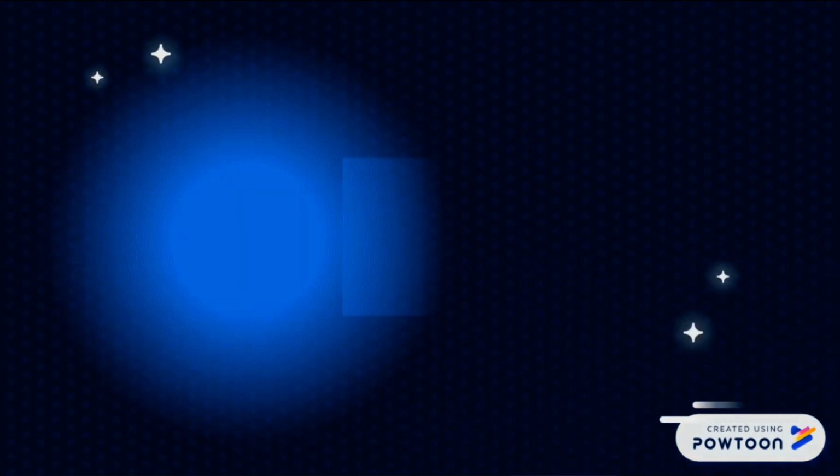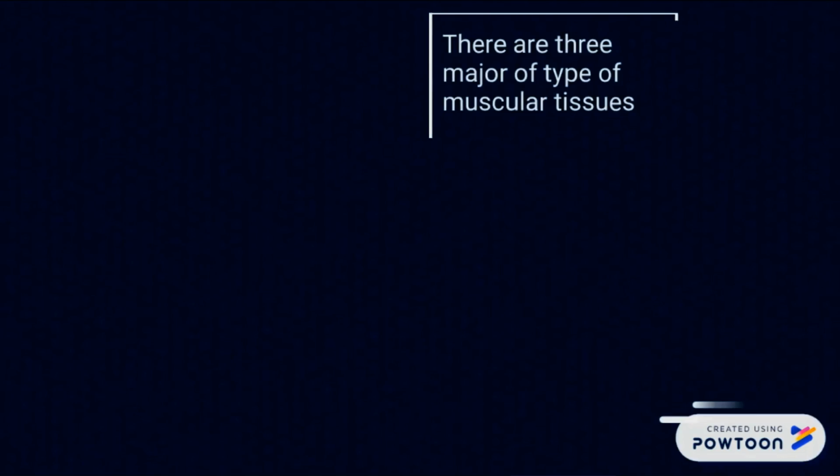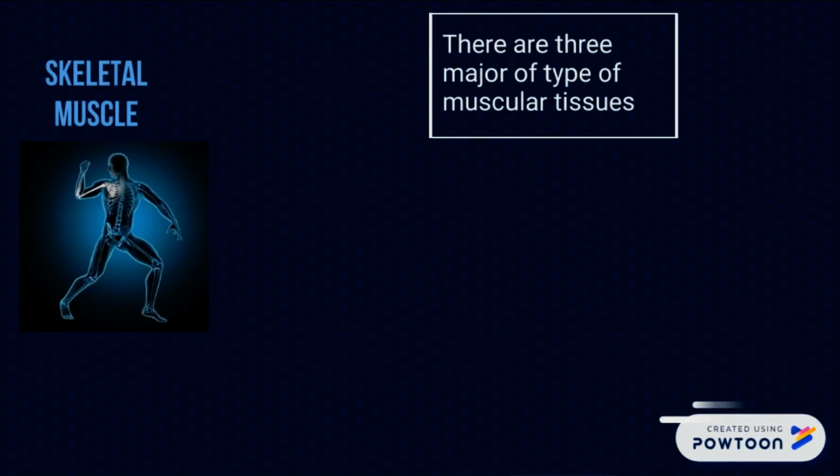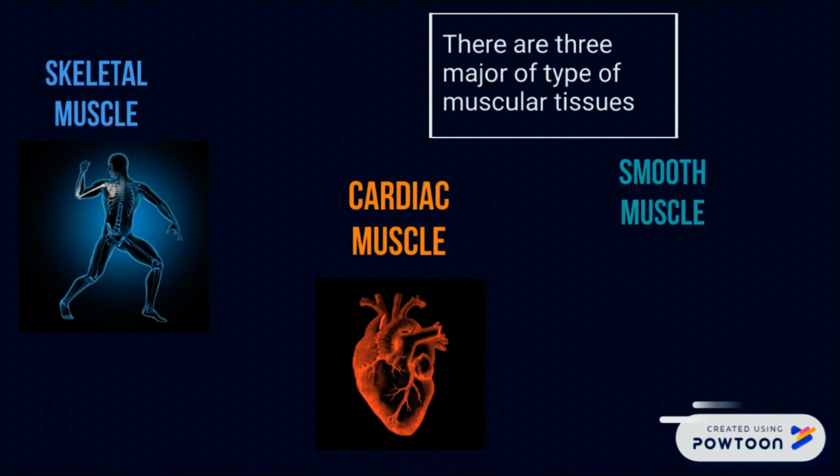Hello guys, now I will explain to you about 3 types of muscular tissues. There are 3 major types of muscular tissues. The first one is skeletal muscles, the second one is cardiac muscles, and the last one is smooth muscles. Okay, now I will explain the detail of each muscle to make it easier for you to differentiate them.